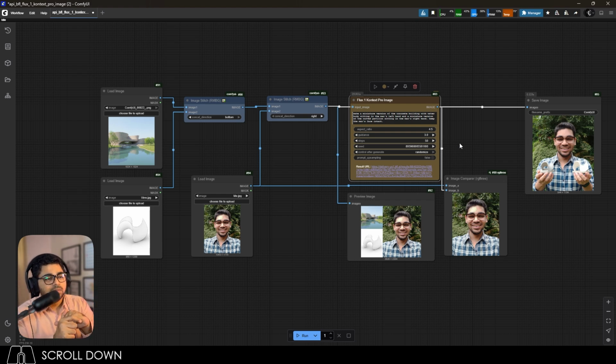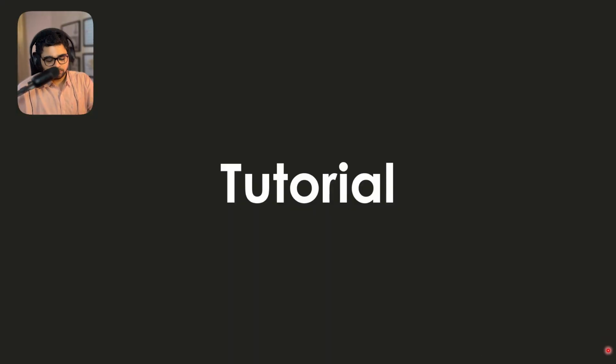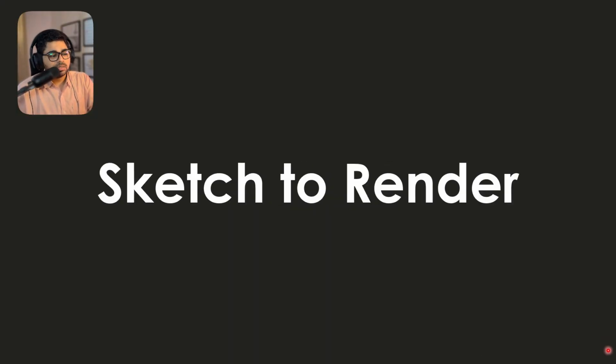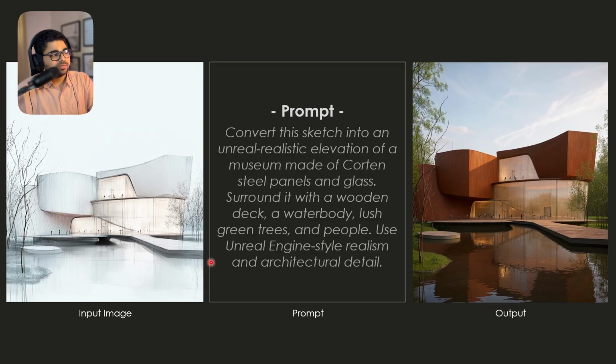Okay, so then let's look at some of the use cases. So I have compiled a lot of use cases which might be useful. So the first one is similar, which is sketch to render. Now in this case, I took a different image. This is, I think, generated from Comfy, and I wanted to render this.